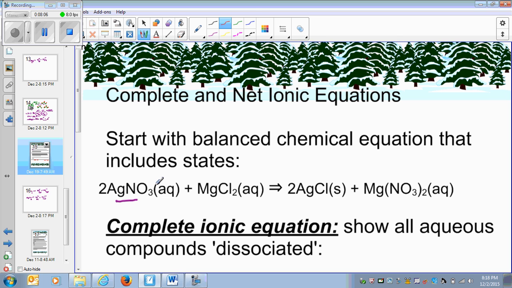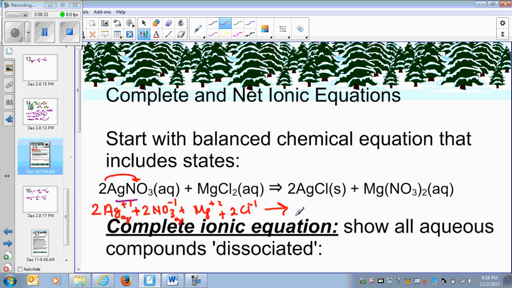So how many ions of silver do I have here? I have 2Ag plus 1, and 2 is also good for nitrate. So I have 2NO3 minus 1 because it is dissolved in water. So you put AQ at the bottom here. And then I have Mg plus 2, and then I have 2Cl minus 1.